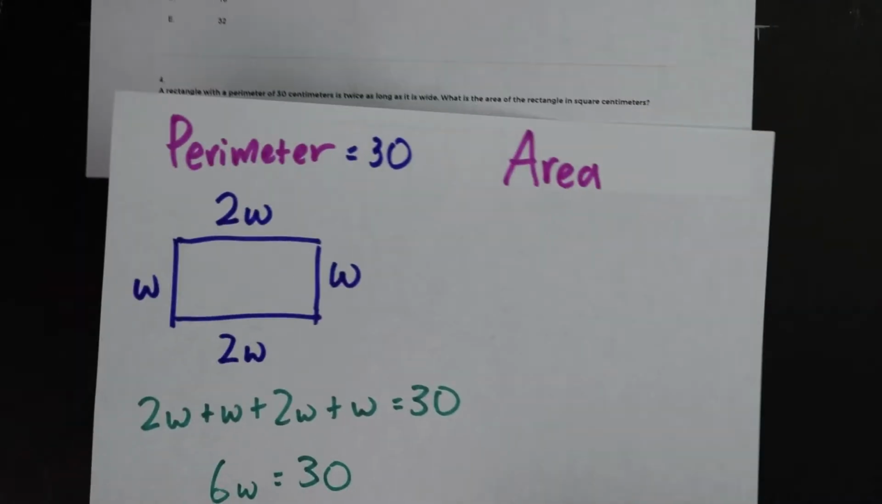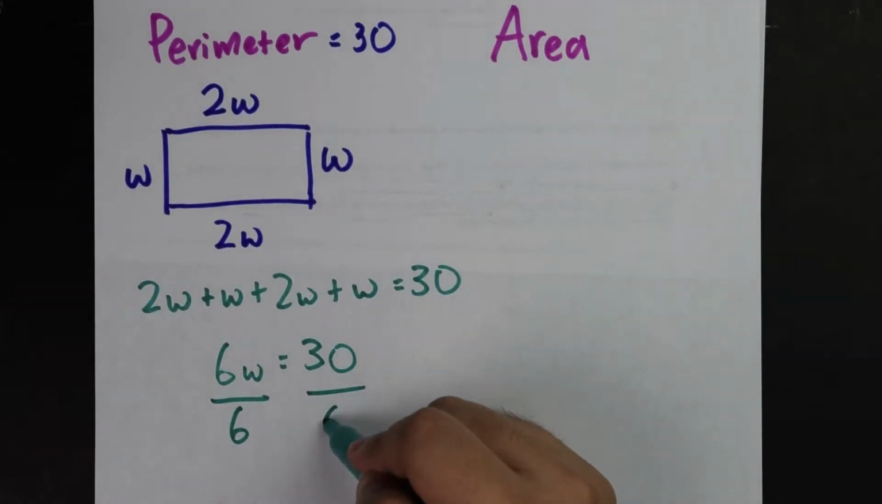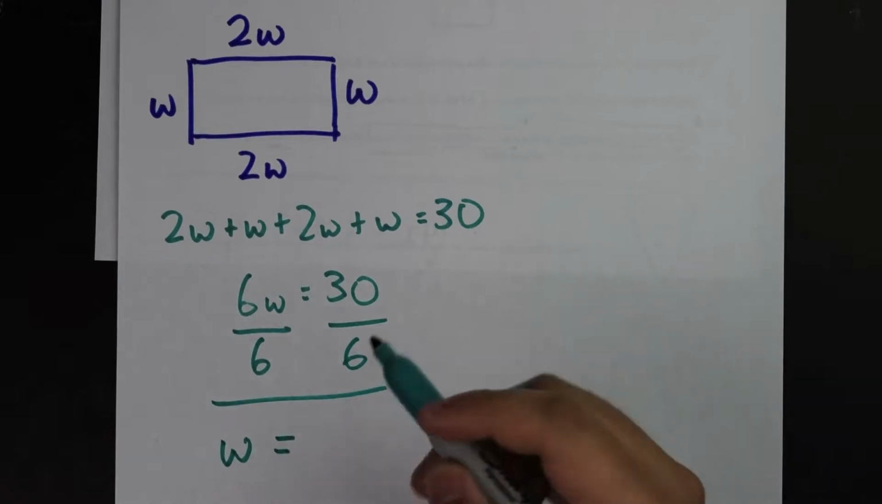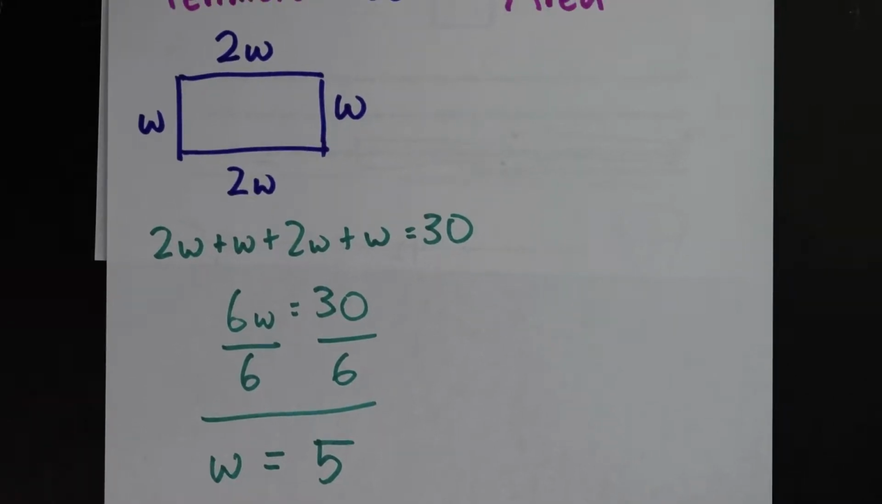Then afterwards, I'm able to divide by 6, which is going to end up being W equals 5. That will be the first part of the computation that I'm working on. But that being said, that is not the answer they're looking for. What they ask afterwards is that they want the area of this rectangle.